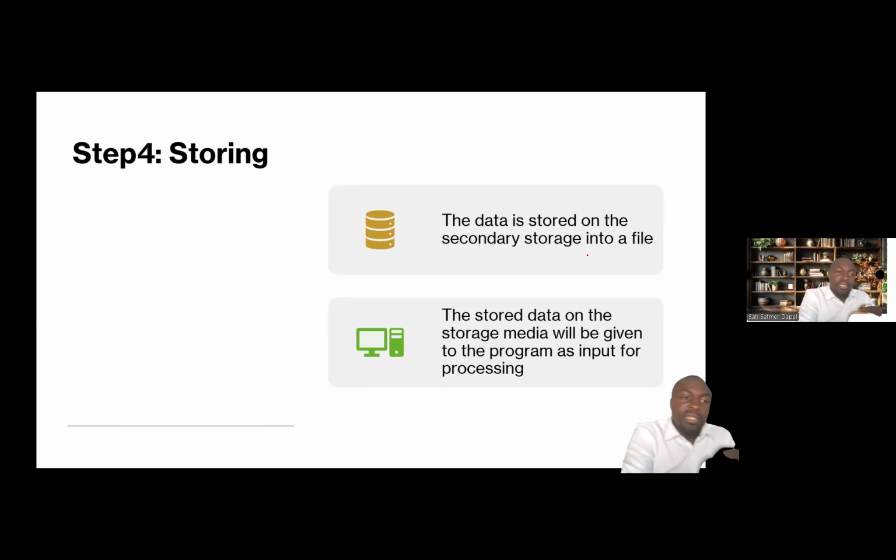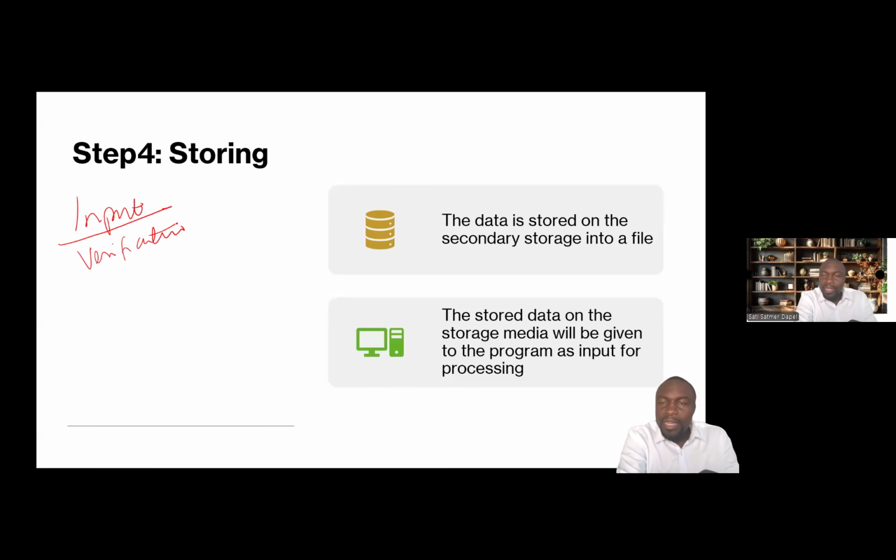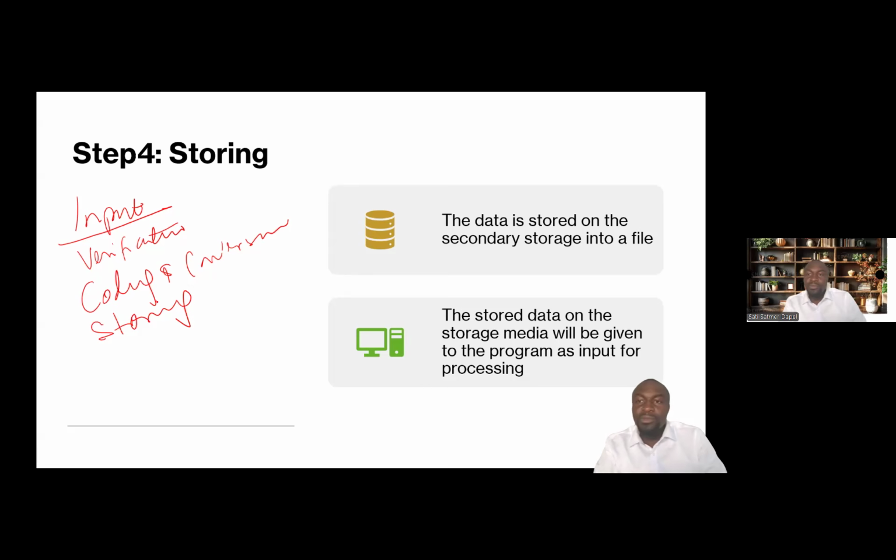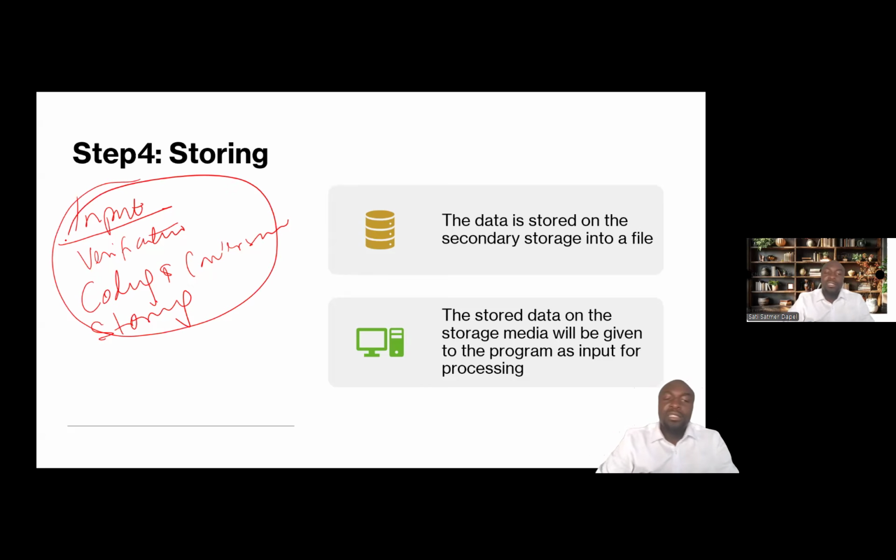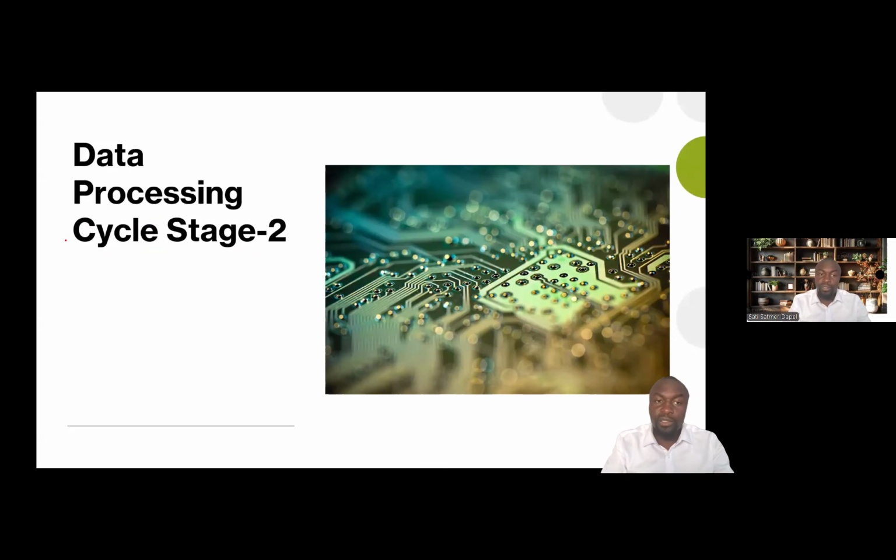Now, what are we looking at? Under inputs, you collect data. Is that not so? You collect data. There's what we call verification. Then after the verification, you do what? Coding and conversion. Convert it to machine understandable form. After that one, you do what? You do the storing. All these things are stages in the input process.